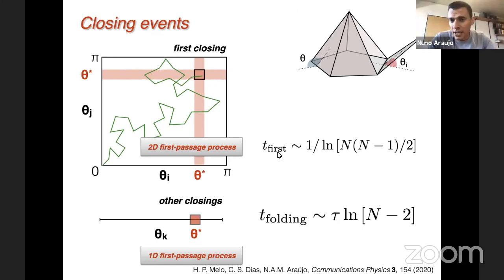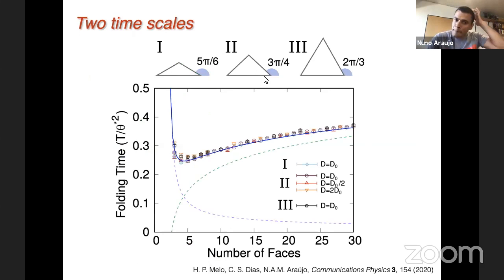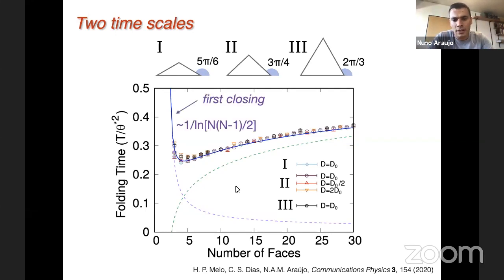And so in order to check if this is enough to explain what we observed, what we did was to plot for different structures the folding time as a function of the number of faces, and I will explain the data points later. So what we'll see is that the time it takes for the first folding decays with the number of faces, and the time it takes for the last one to close increases with the number of faces. And the sum of these two curves is the solid line that I'm representing here. And so really, we can explain the minimum value that is observed based on the sum of these two different times.